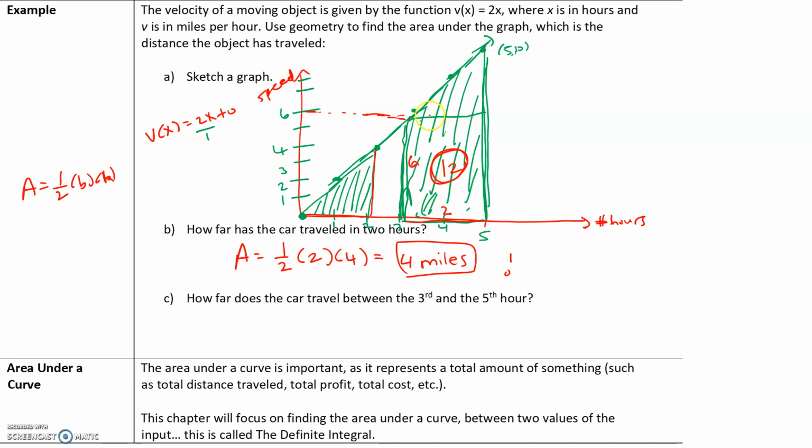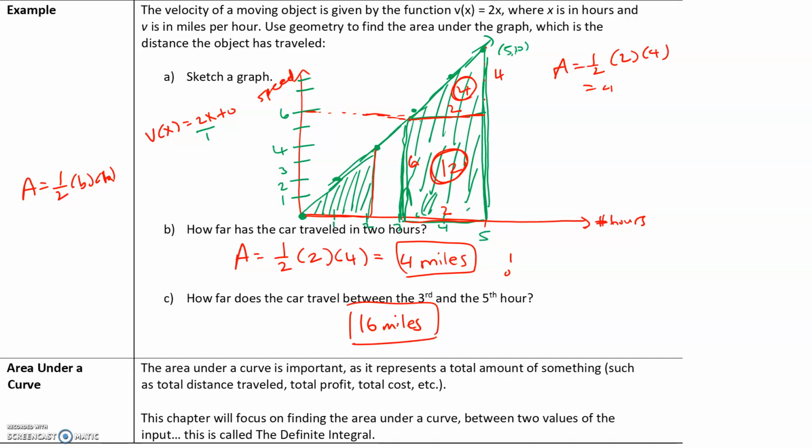Then we've got to find the area of the triangle, base times height. So the base here, once again, is going to be 2. And for the height, we're going from 6 to 10. So we're going 1, 2, 3, 4. The height's going to be 4. The area of the triangle is 1/2 times base times height, which is 1 times 4, or 4. So this area is going to be 4. So the total area is going to be 12 plus 4, or 16 miles.